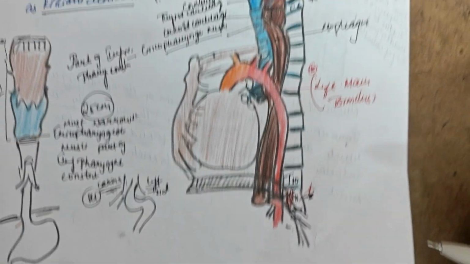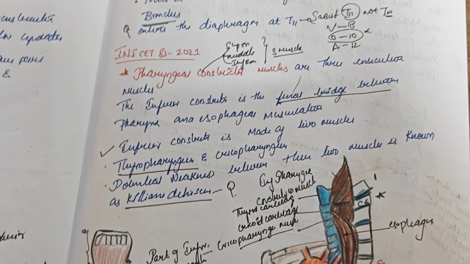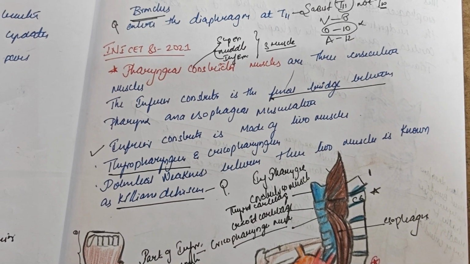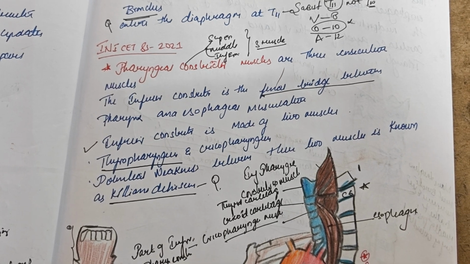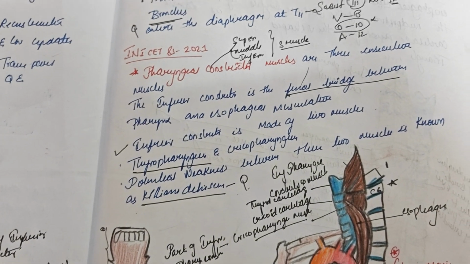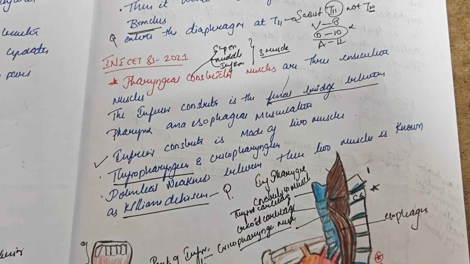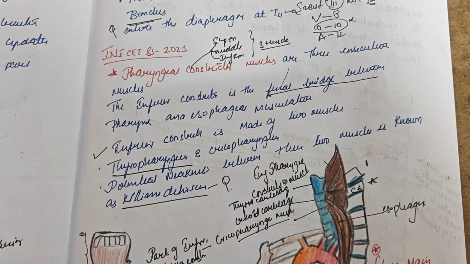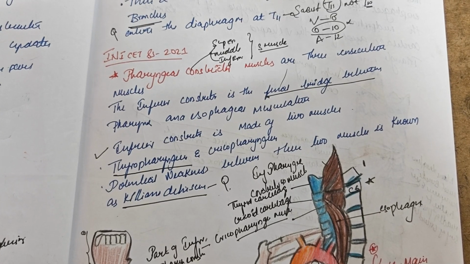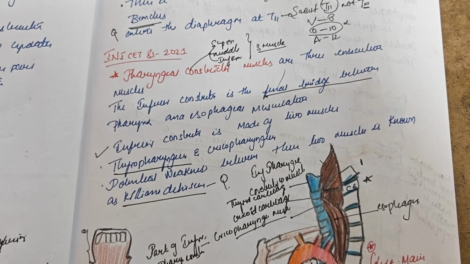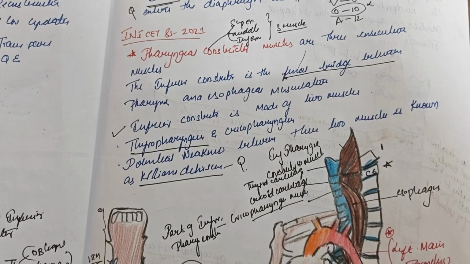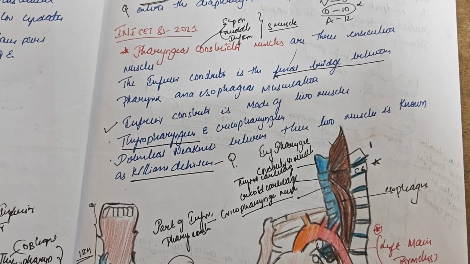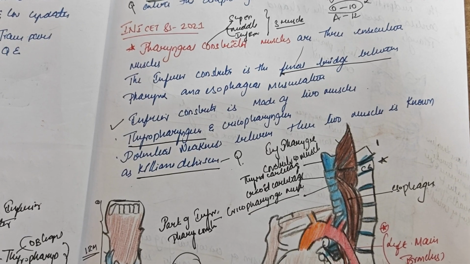So you have an important question here. You have the pharyngeal constrictor muscles. There are three pharyngeal constrictor muscles: superior, middle, and inferior. Now, the inferior constrictor is the final bridge between the pharyngeal and esophageal musculature. It is also written that the inferior constrictor is made up of two muscles: one is thyropharyngeus and the next is cricopharyngeus.